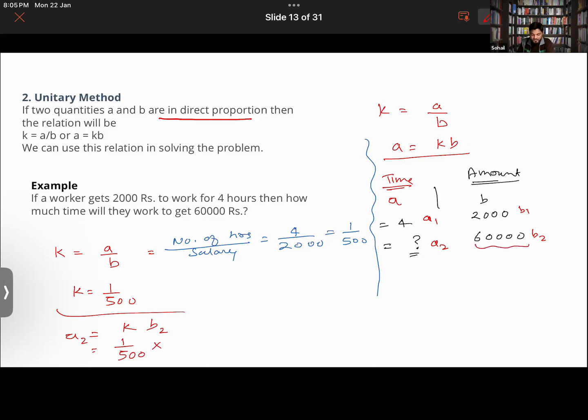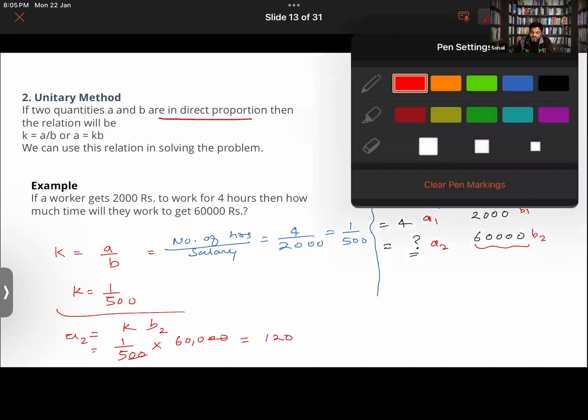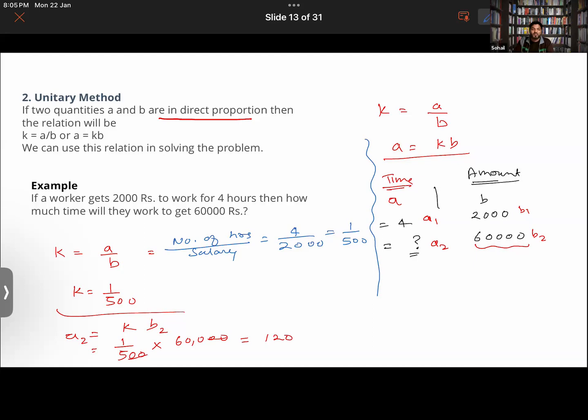60,000, right? So multiply it with 60,000, and thereby you are getting how much? 120. Getting it? So you're getting 120. He has to work for 120 hours in order to get 60,000 rupees. Okay, no? So the answer over here is going to be 120 hours. Is that clear to everyone or not?